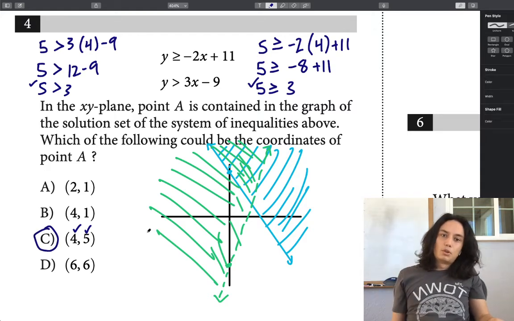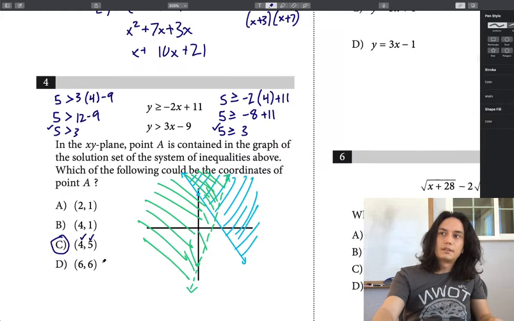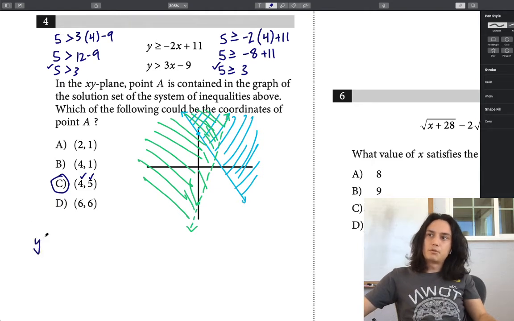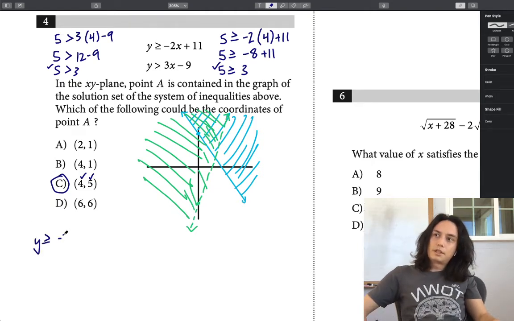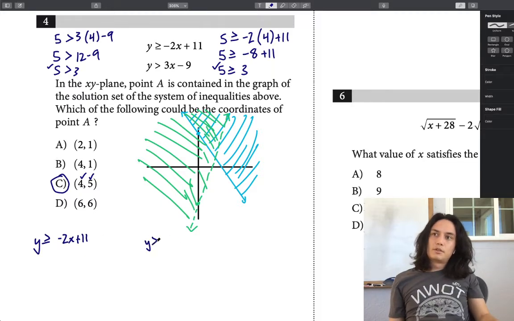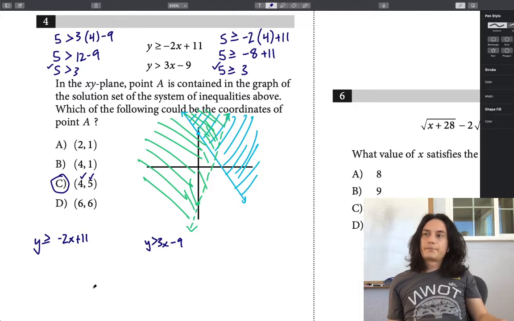I'll actually maybe just show what's wrong with D, or what a wrong plug-in looks like, just for education's sake. I'm going to move this down here. I'll just rewrite both of these equations first. We got y is greater than or equal to negative 2x plus 11. And then over here, we'll do y is greater than 3x minus 9. We're just going to check D. So we're going to check this down here.